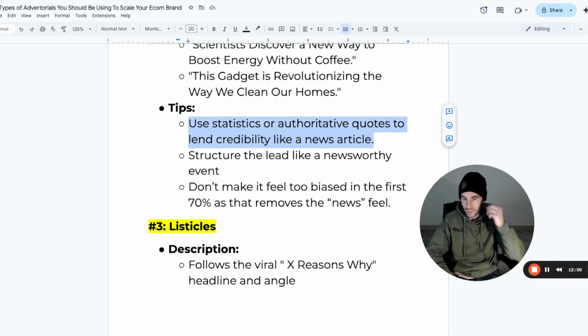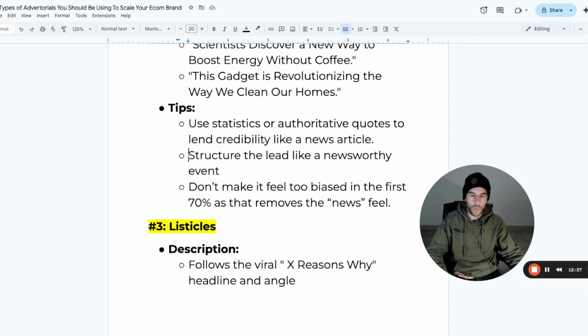I actually recently did this in one that I wrote not that long ago, where I quoted a kind of biohacker, and then I quoted somebody else that has a lot of authority with that audience. By using a quote directly from them that supports the other things I said in the advertorial, it lends us that trust and gives us a bit more credibility. So what you're going to want to do is structure the lead like a newsworthy event.